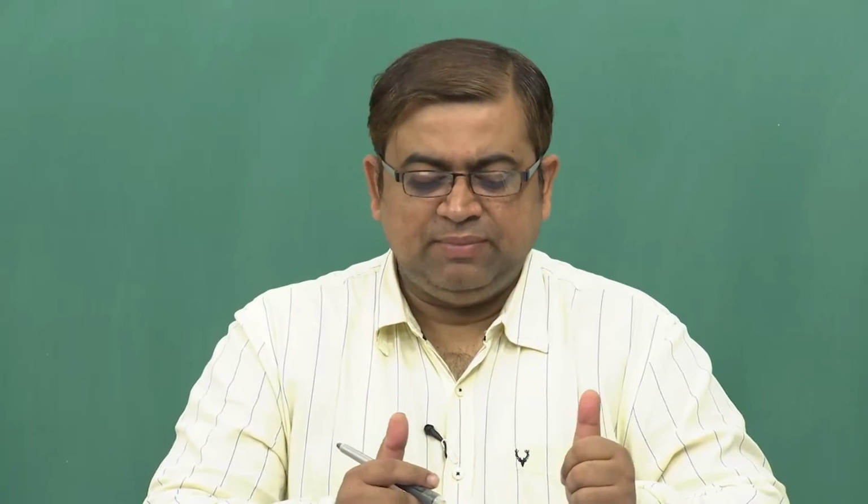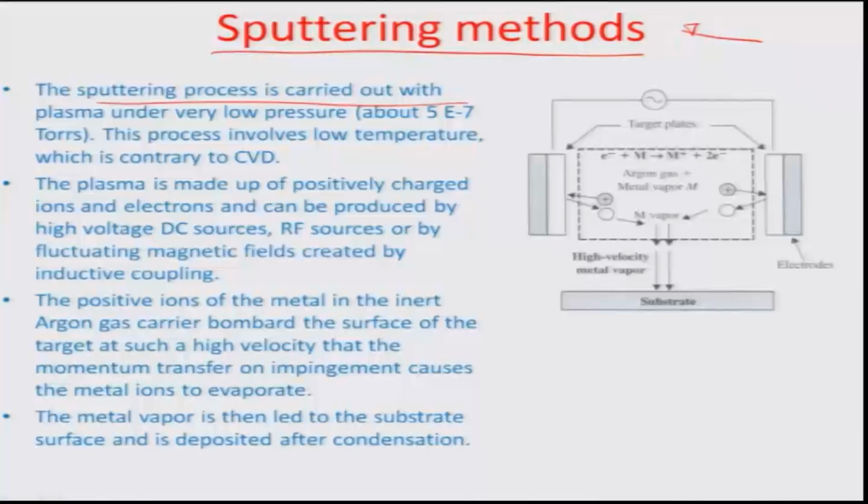So alternately you use a method which is more directed and has a momentum transfer associated with its processing, known as the sputtering method. The sputtering process is carried out with plasma under very low pressure, about 5×10⁻⁷ torr. This process involves low temperature, contrary to at least some of the CVD techniques like APCVD or LPCVD. The plasma is made, as you know, of positively charged ions and electrons, as I had earlier illustrated. It can be produced by high voltage DC sources, RF sources, or by fluctuating fields by inductive coupling.